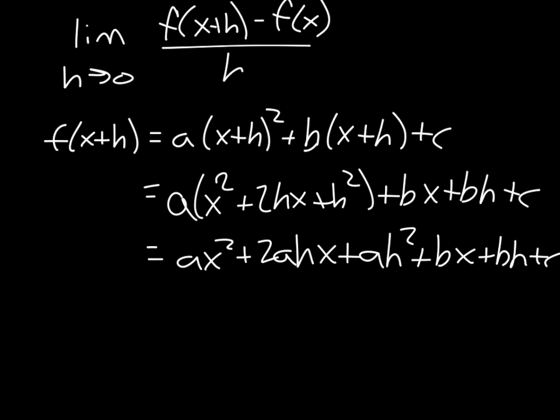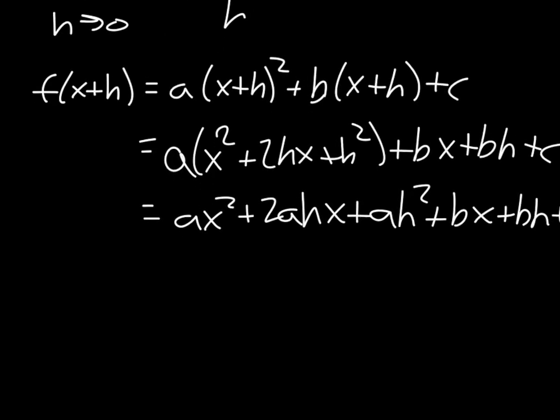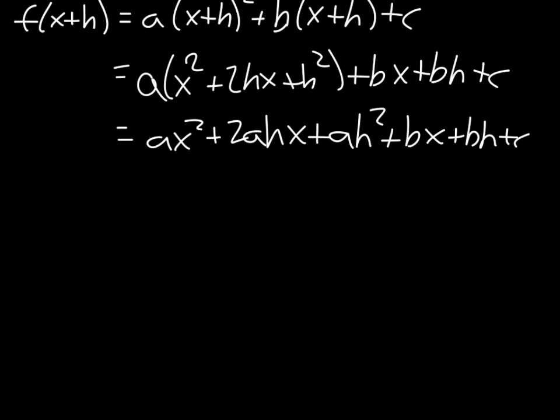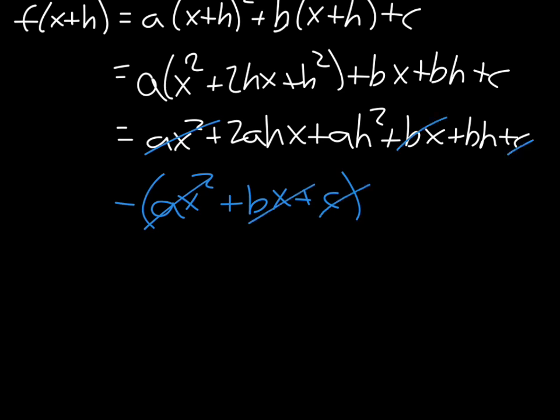So now what? We've got to subtract the original f of x, right? So hopefully there are some like terms. I'll do this in red. It's going to be minus ax squared plus bx plus c. And again, be careful because that's in parentheses. Okay, so that means the ax squareds are gone, the bx's and the c's. Is that okay?